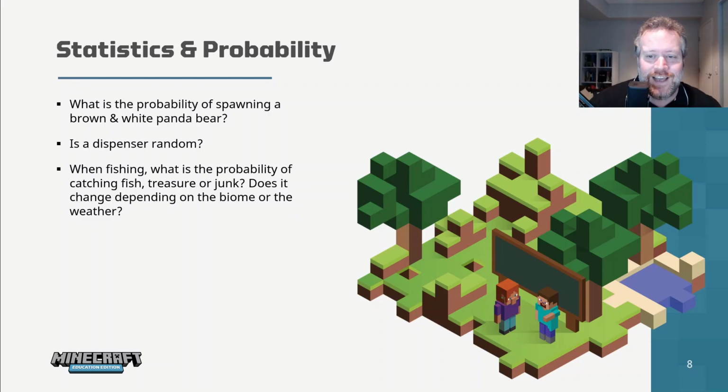Statistics and probability. What's the probability of spawning a brown and white panda bear? This came up the other day, actually. I was working with some students and we were spawning panda bears, and someone shouted out that they got a brown one, and someone else said that's really rare. But how rare is it? And does it matter where you are in the game?